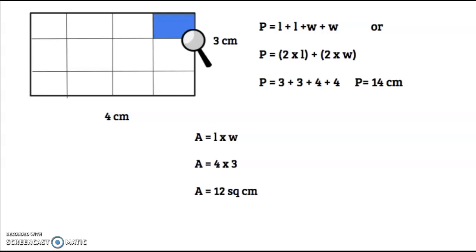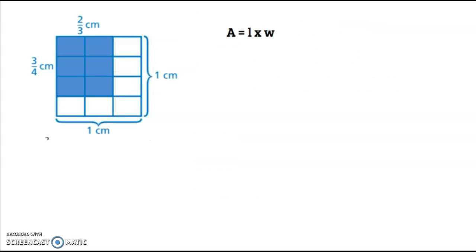Now to look at a fractional unit area of our rectangle, we're going to pretend that we're going to use a little magnifying glass and we're going to just look at this one blue square to now try one of our fractional units. Now we have zoomed in on our little blue part of our rectangle. And now we see that we have fractional units.